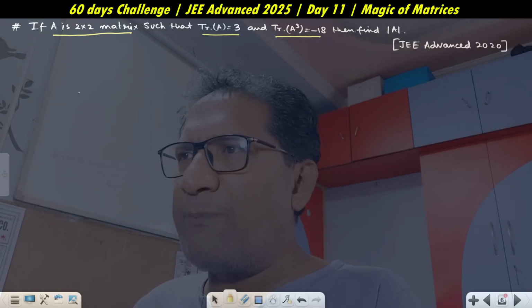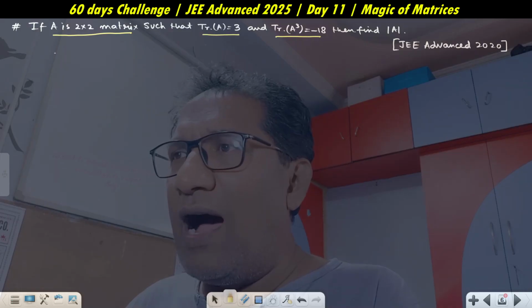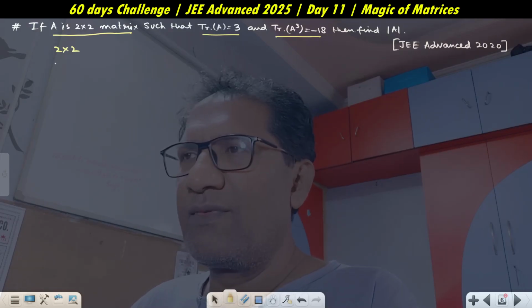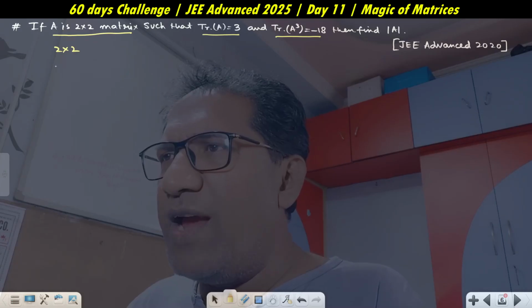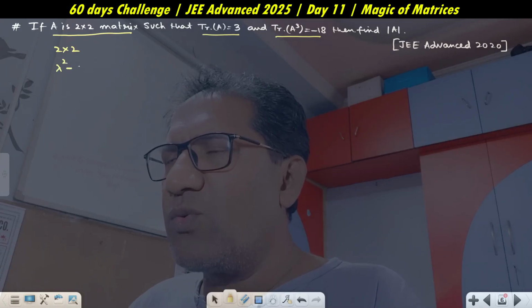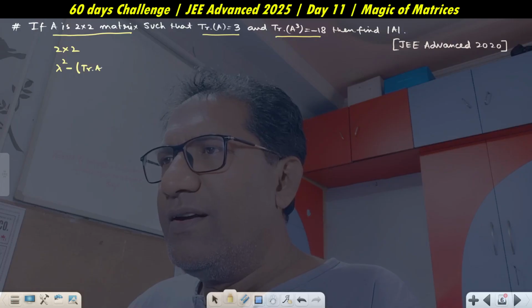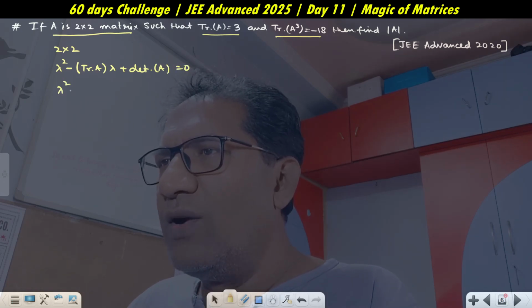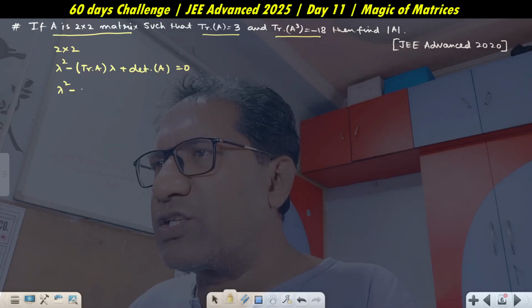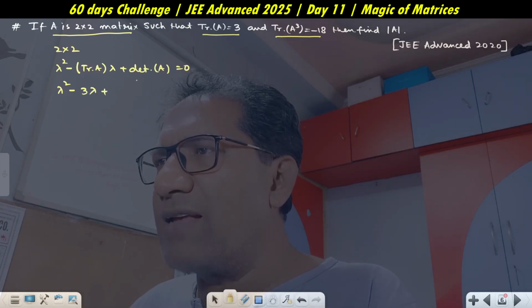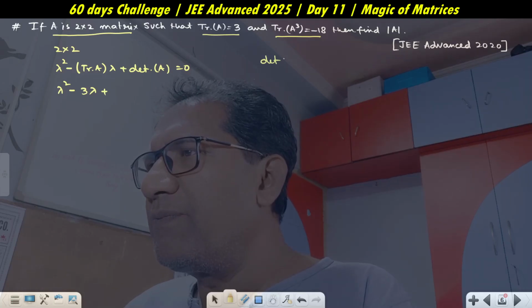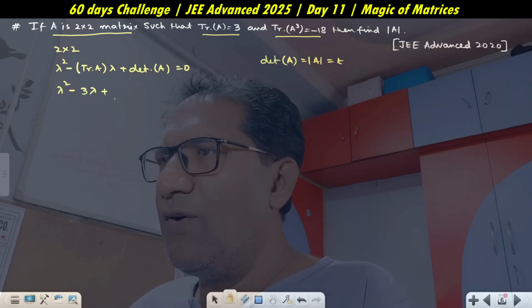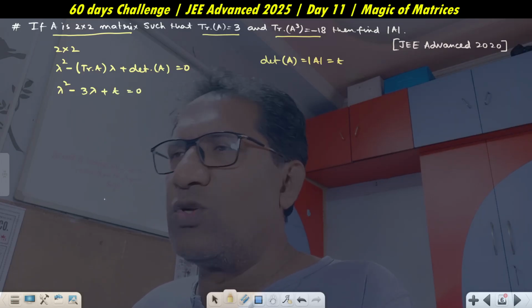Simple thing. Absolutely simple. Because we know that for a 2 into 2 matrix, its characteristic equation becomes lambda square minus trace of A lambda plus det of A equals to 0. So it is lambda square minus 3 lambda plus, let us say, det of A be t. Okay. So this is your t, which is equal to 0.